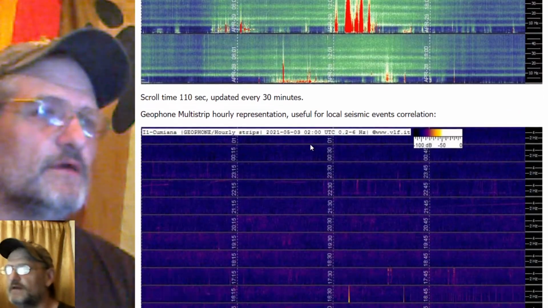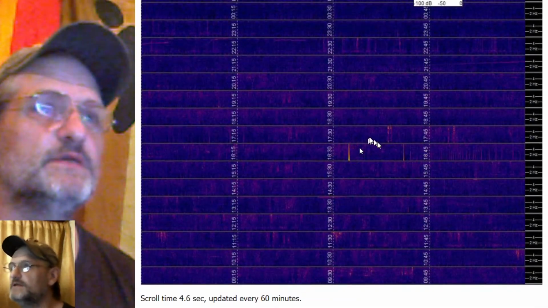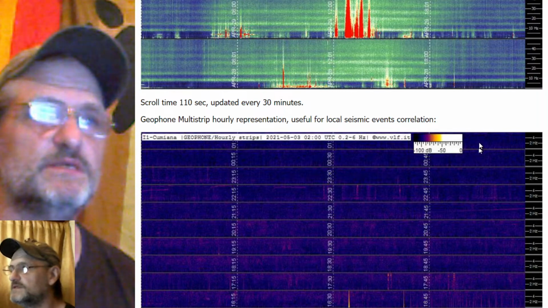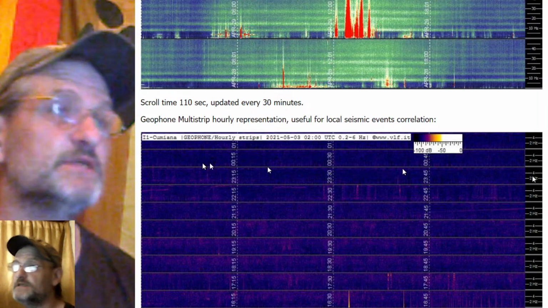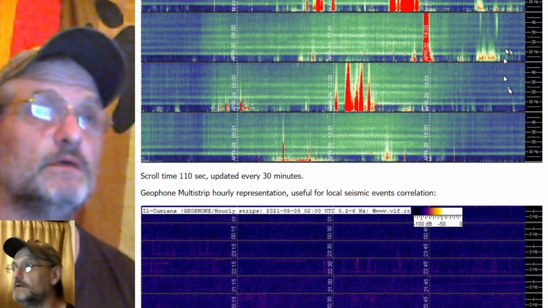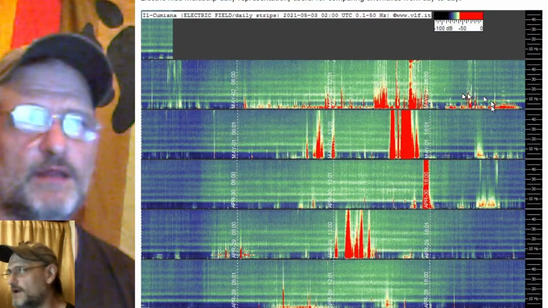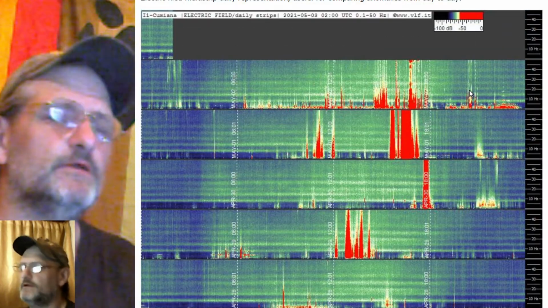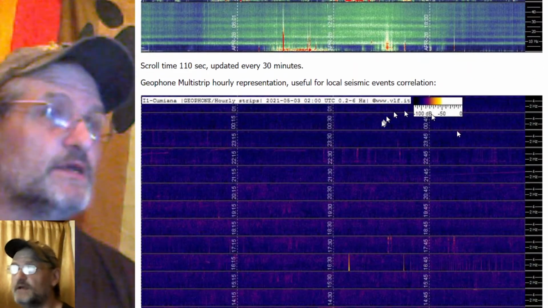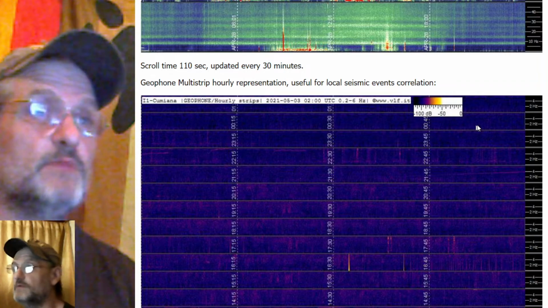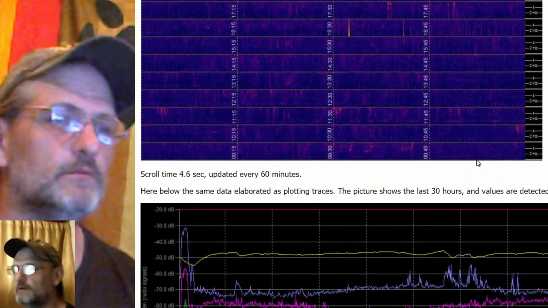So this is the multi-strip, and you can see the seismic, like it should pick up some seismic stuff here, and it didn't. So theoretically, it's a question. I'm not making statements. We should be lining stuff up here in the seismic, and that's what this is for. It's not showing me.